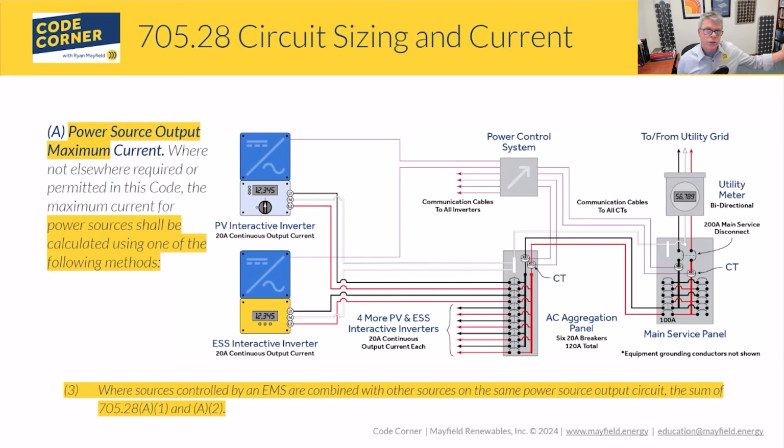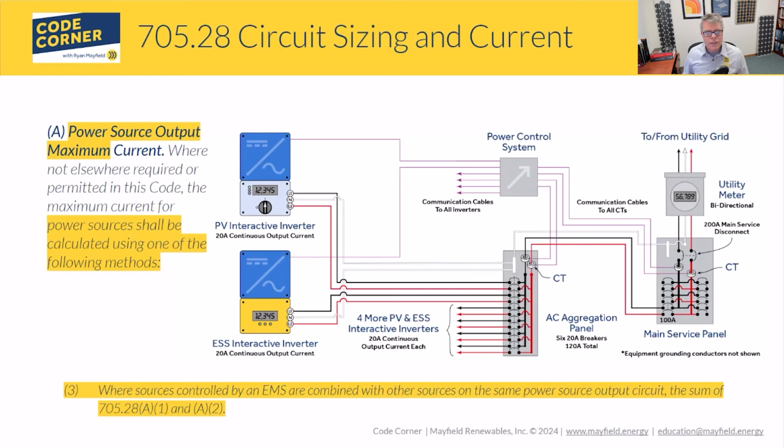We also have potentially some inverters, maybe on the storage side of things, that are controlled by an EMS. Those are going to be controlled by 28(A)(2), and we would use the set point of that EMS to define that. So if we have a combination thereof, not surprisingly, we're going to add them together to determine that rating. In this case, from that AC aggregation panel out to the main panel, we need to look at both what is controlled and what is not, and add those together. That would become the combined rating of those conductors.